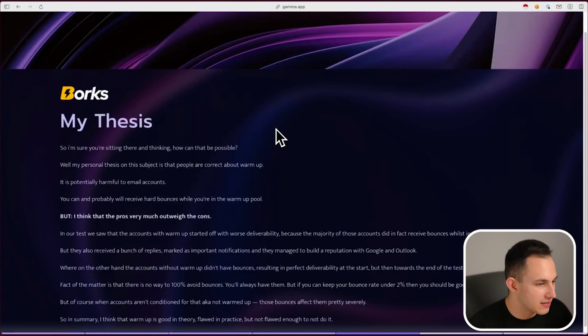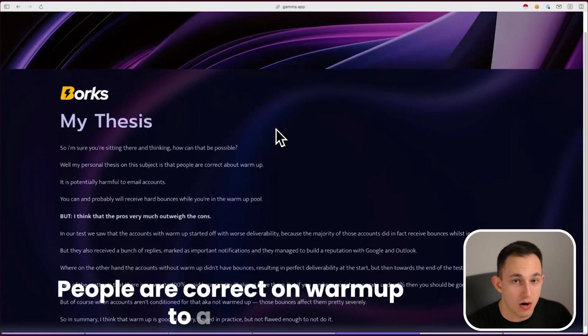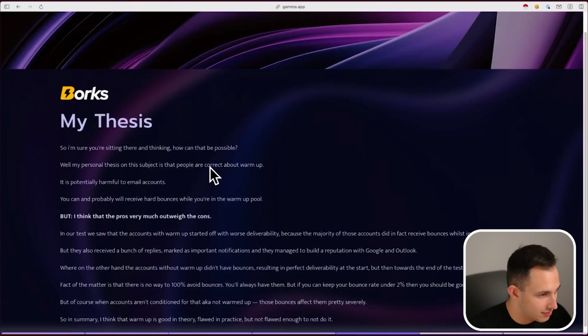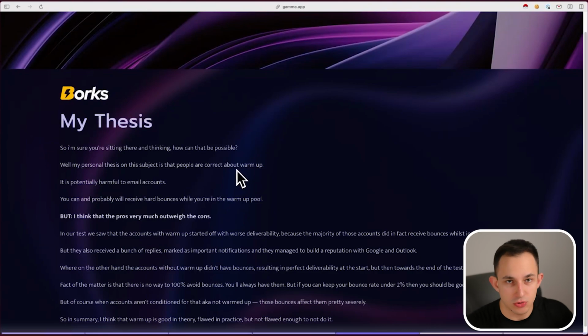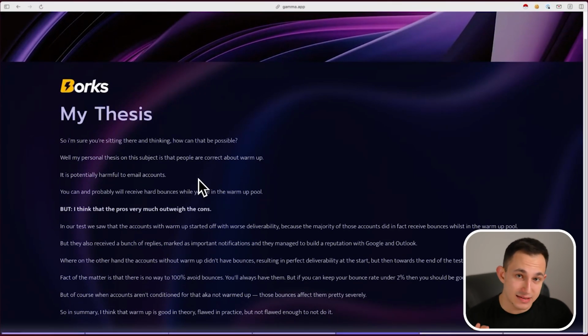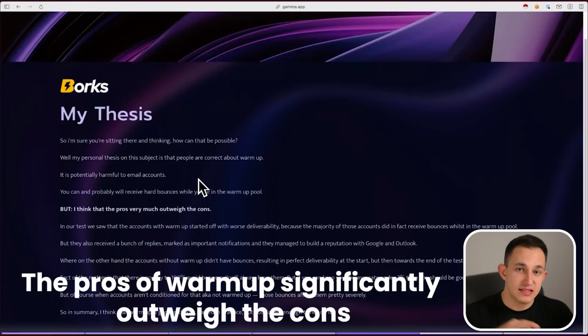Well, my personal thesis on this subject is that people are correct about warm-up to a degree. Okay. Yes, there is a potential that warm-up is actually harmful to your email accounts. You definitely will receive hard bounces while you are in the warm-up pool, right? But here's the contingency. I think that the pros of warm-up significantly outweigh the cons of warm-up.